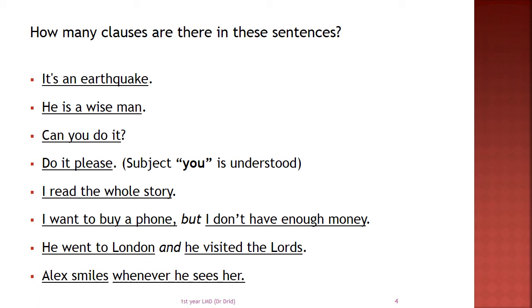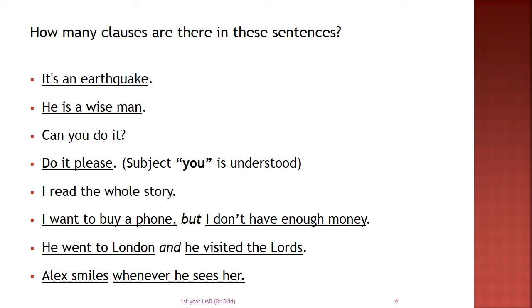This sentence also is not simple. Alex smiles whenever he sees her. Alex, subject, smiles, verb, one combination. He sees, a second combination, two clauses. This is not a simple sentence.